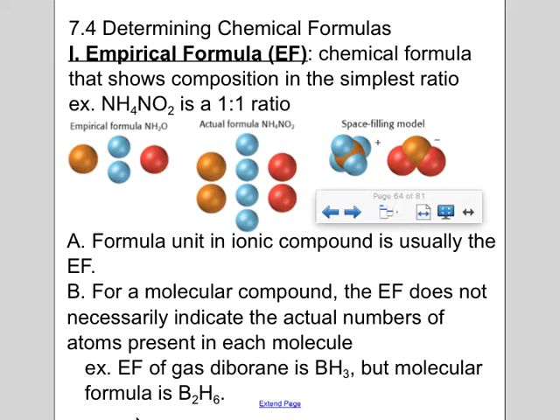So, for example, if I'm looking at a compound B2H6, I can simplify this by taking both these subscripts divided by 2. So 2 divided by 2 is 1, H6 divided by 2 is H3, so I can simplify it to BH3. This would be the empirical formula. This is the molecular formula.